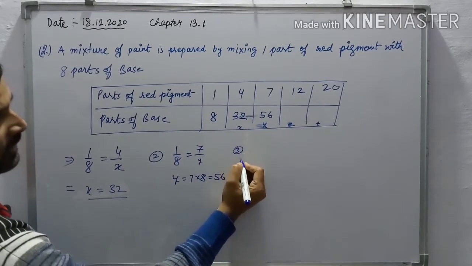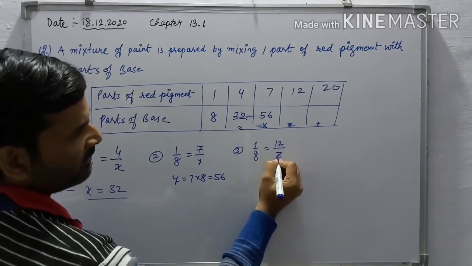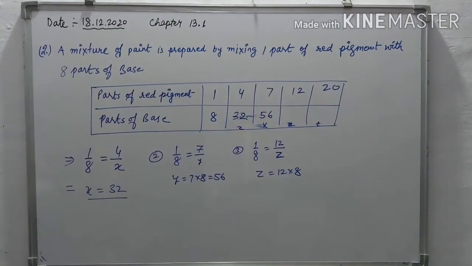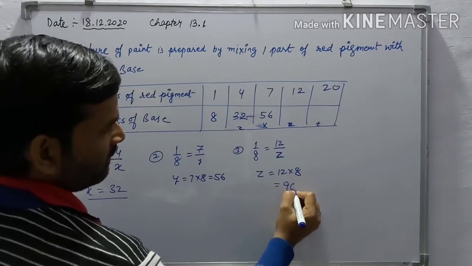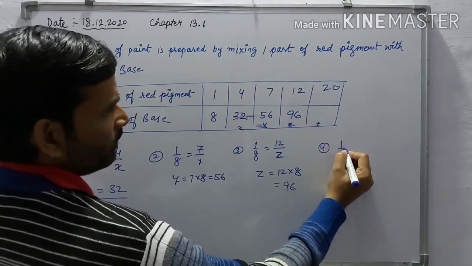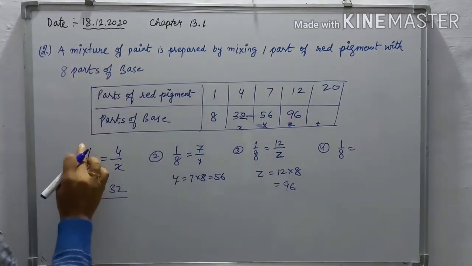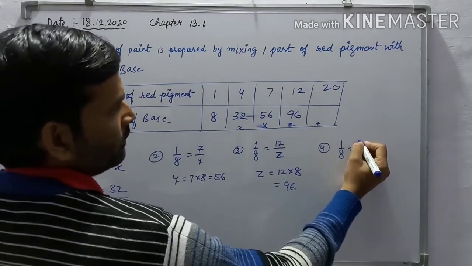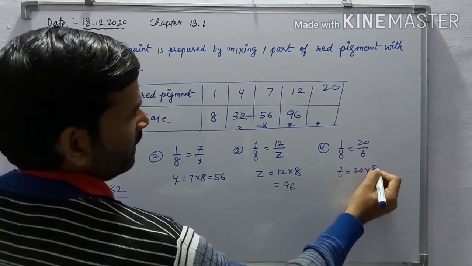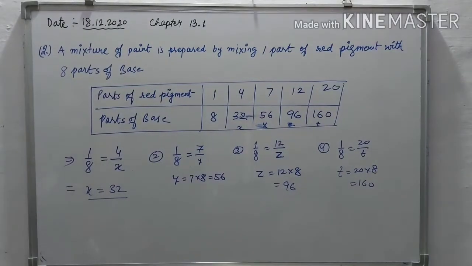And third, 1 upon 8 is equal to 12 upon z. So z is equal to 12 into 8, which is 96. And fourth, 1 upon 8. Comparing all the columns, the ratio given is 1:8. So 1 upon 8 is equal to 20 upon t. So t is equal to 20 into 8, which is equal to 160.